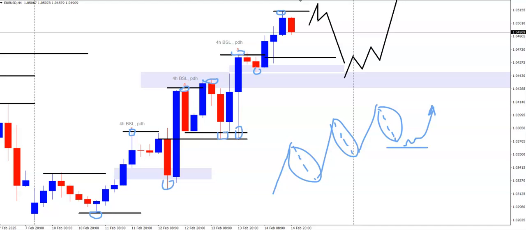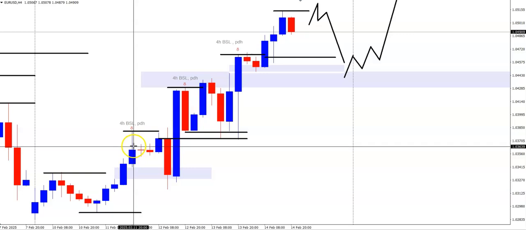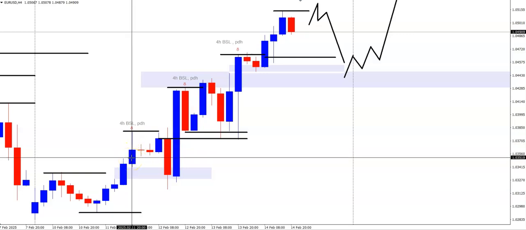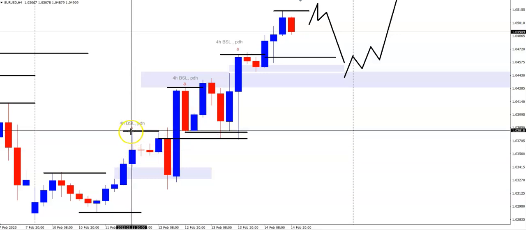Now, this is the 4-hourly time frame, and I want you to focus on those levels. I marked those levels up for you to understand better visually, and the text says 4-hourly buy side liquidity and also the previous day's highs. As you can see on this 4-hourly candle, this is the last 4-hourly candle for that day, and this was also the high of the day.